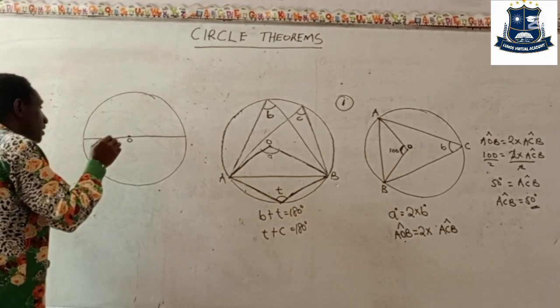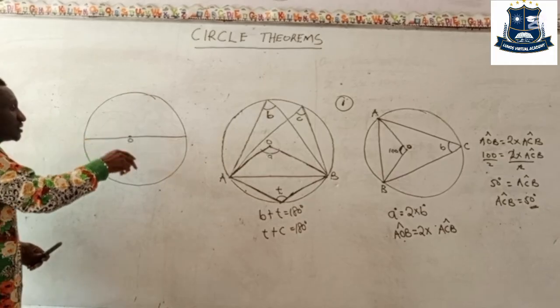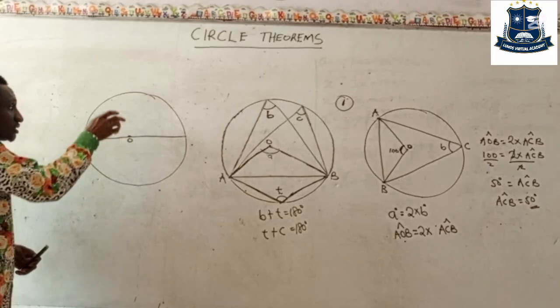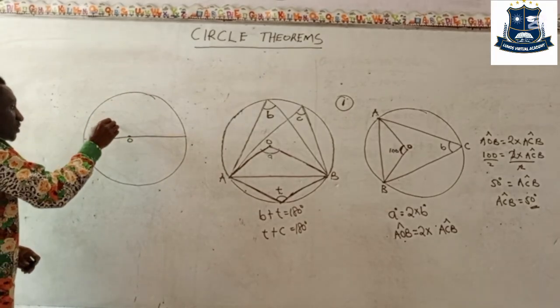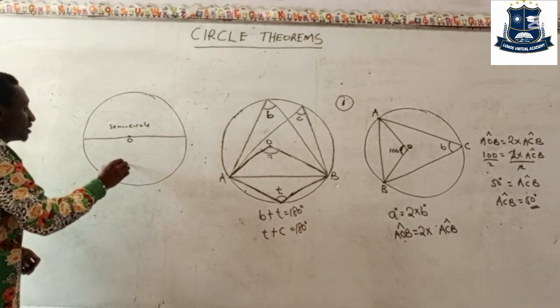Of course, you know that the diameter divides the circle into two equal parts, and those parts are called semicircles. So this is a semicircle, and this is also a semicircle.